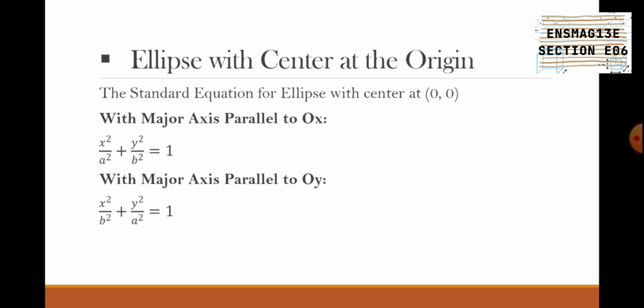We take note the position of our major axis. If it is parallel to x-axis, the square of its semi-major axis is in the denominator of the term containing x squared. If your major axis is parallel to the y-axis, the square of its semi-major axis is in the denominator of the term containing y squared.